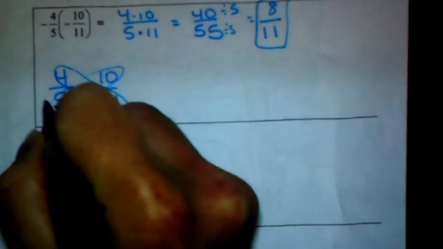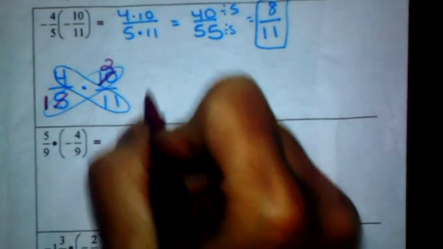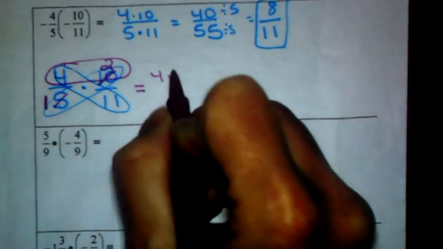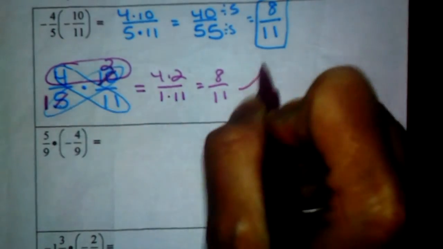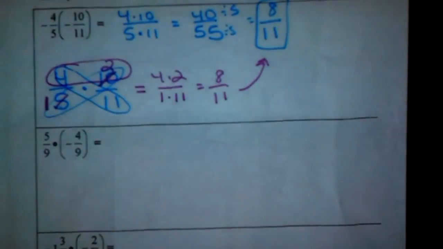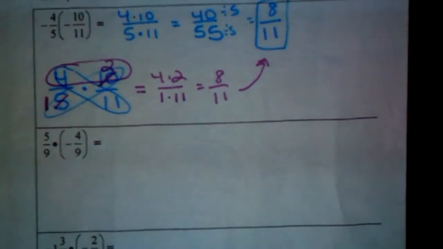5 divided by 5 is 1, and 10 divided by 5 is 2. Now, if you multiply across, you'd have 4 times 2 over 1 times 11, which, lo and behold, gives you 8/11. And you don't have to simplify. I know, it's crazy. So if you do cross cancel beforehand, it saves you the step of simplifying the fraction in the end. Just saying. We're all about saving time, right?